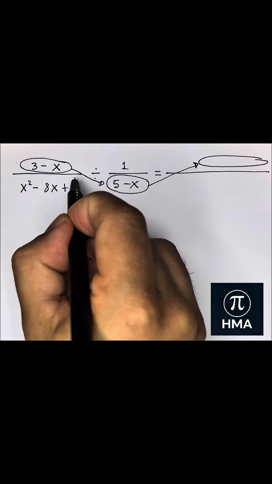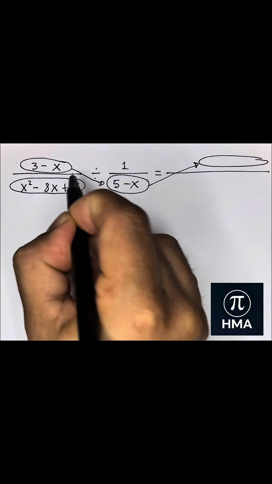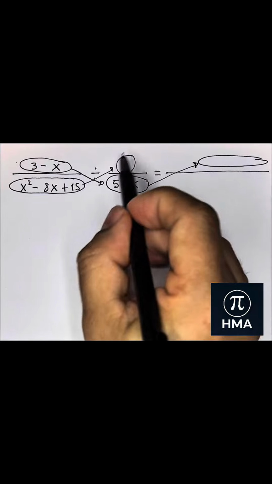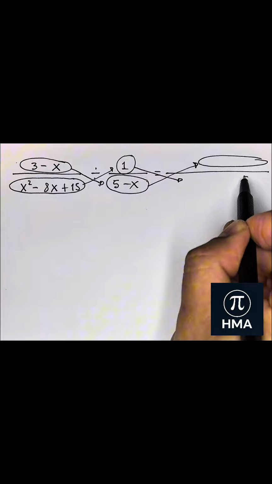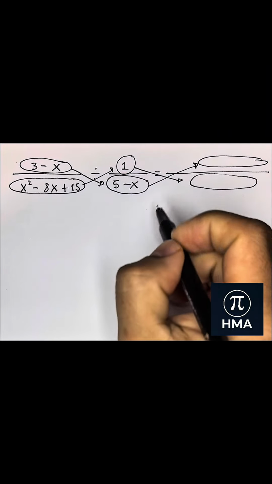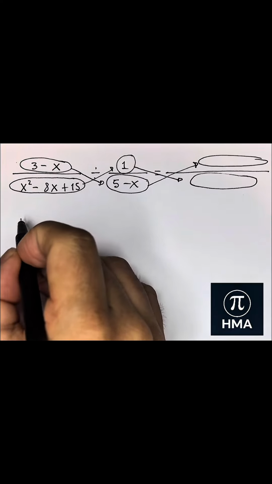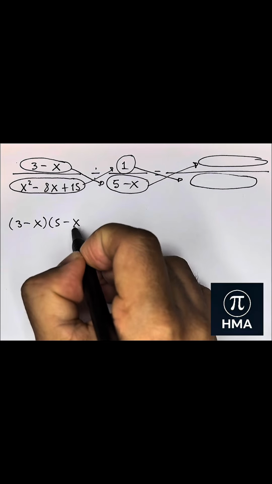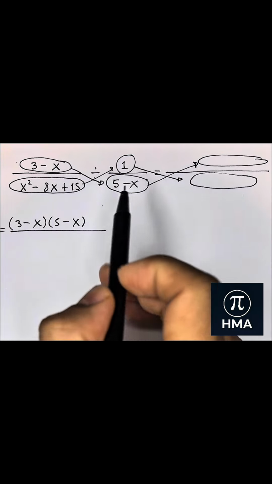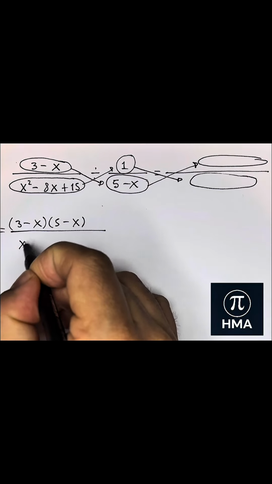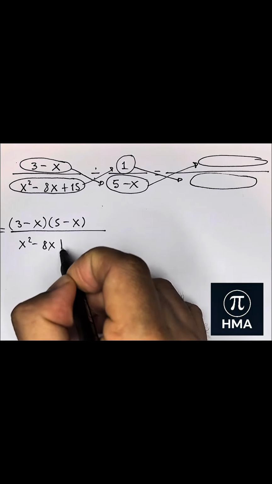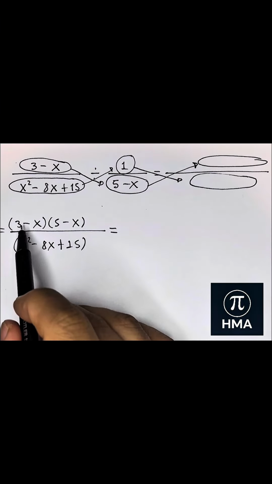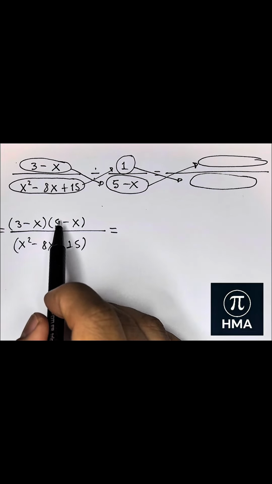And for the other case, the numerator of the first fraction should multiply the numerator of the second fraction, and the result should be written in the denominator of the result. So let's do that. First, 3 minus x should multiply 5 minus x, right? And in the denominator we have x squared minus 8x plus 15 that multiplies a number 1. So we have 3 minus x and 5 minus x.